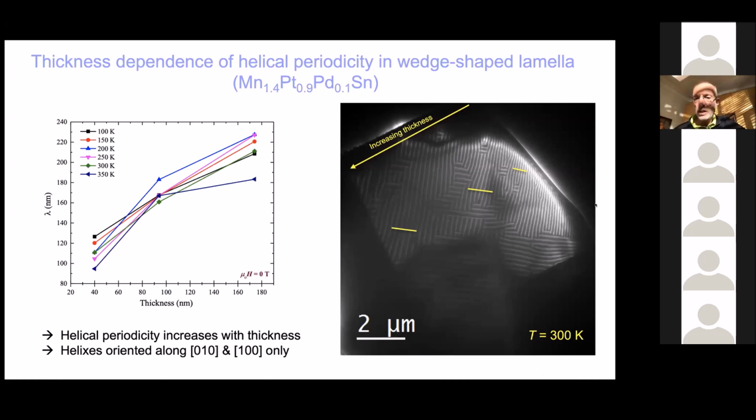So here you can see on the right-hand side a Lorentz image of this wedge, whose thickness is increasing from the right to the left. And I think you can just visually see that the white lines are closer together on the right-hand side than on the left-hand side, in the thicker region of the sample. Quite surprisingly, even though the thickness of this lamella only varies from 40 to 160 nanometers, the period of this helix doubles in that thickness range. And again, as you can see very clearly, these helices are oriented along two perpendicular directions.